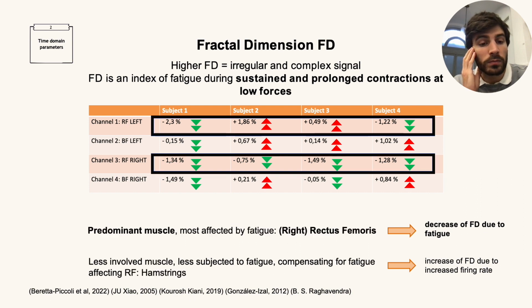Being the right rectus femoris the most involved muscle in the protocol, we can conclude the fractal dimension could be used as an index of fatigue, since it effectively always decreases in this channel. For the hamstrings, we see a quite opposite behavior, leading to increasing FD values.